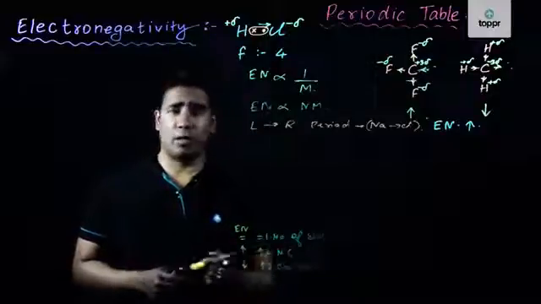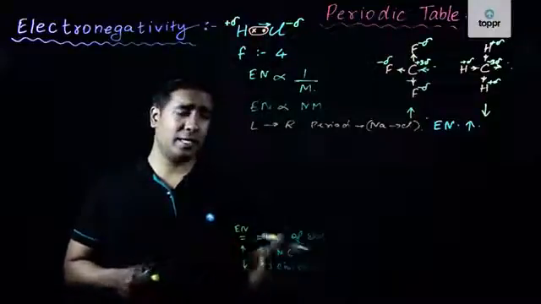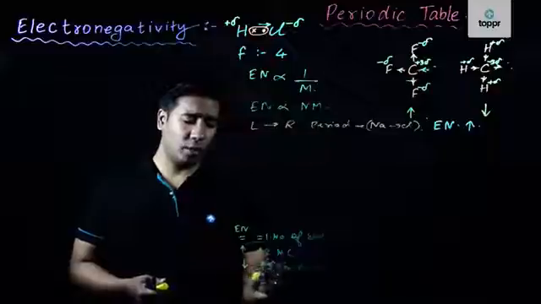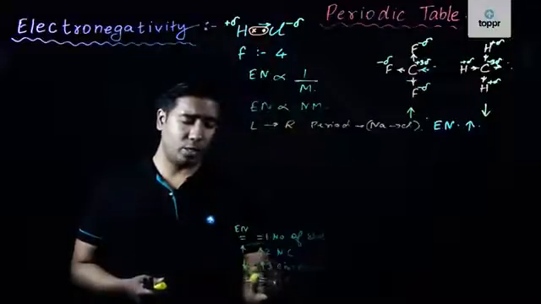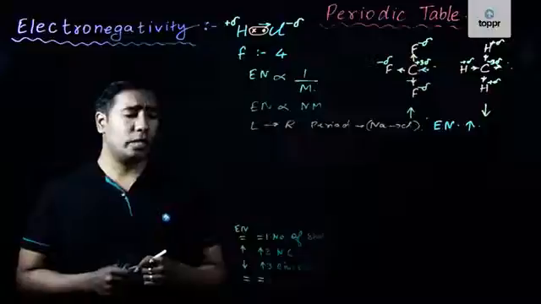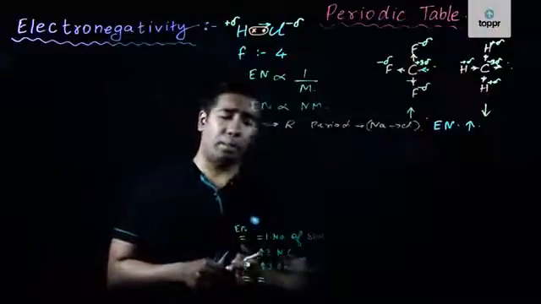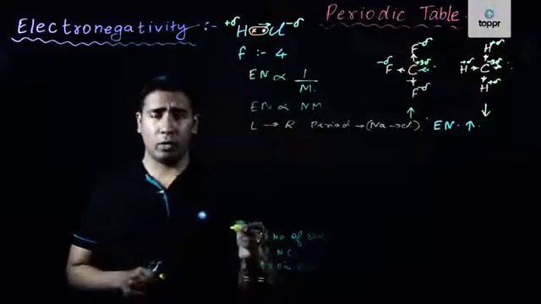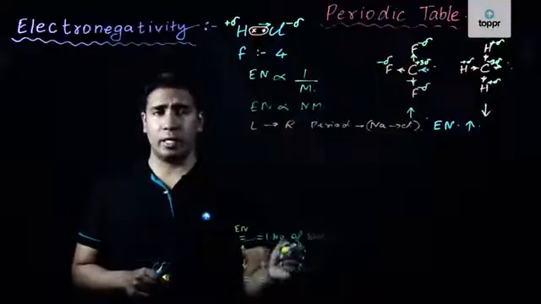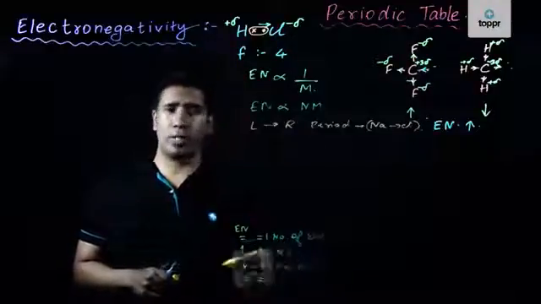So the next factor will be the screening effect. In this case, the screening effect will not be applicable because the number of shells is the same, right? Because the electrons are being added in the same valence shell. So the net factor here will be that the electronegativity increases because of the increase in nuclear charge. It should decrease because of the electronic repulsion.